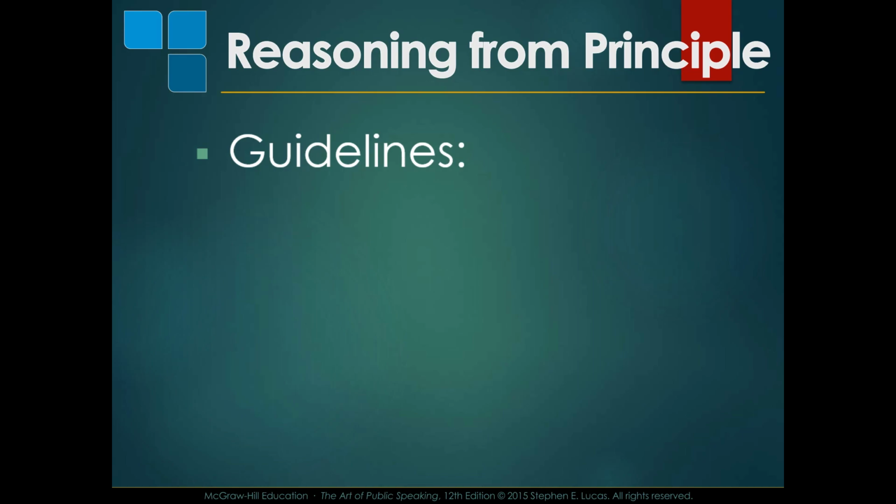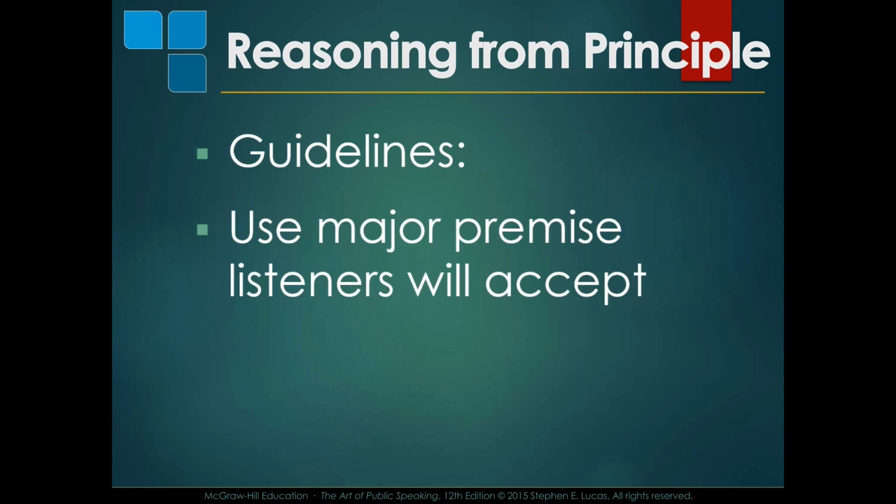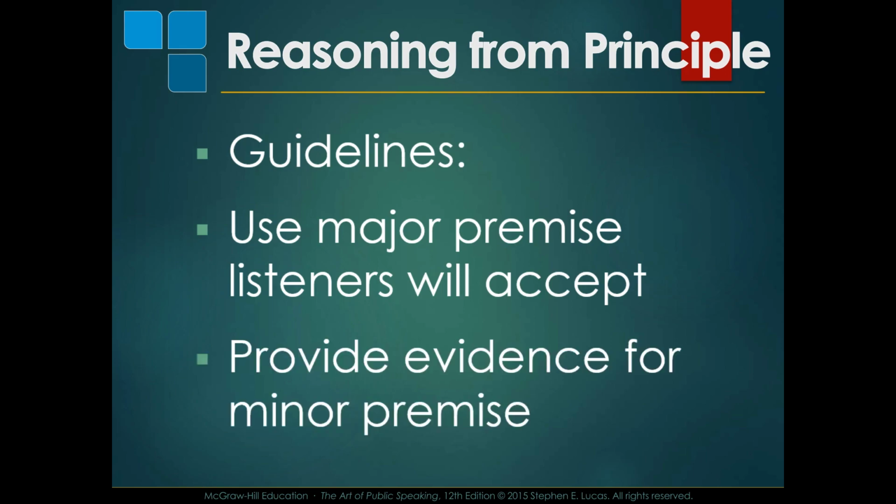Now, there are some guidelines when we look at reasoning from principle. All of these reasoning structures can lead to bad logic if we're not using them properly. Make sure that you use a major premise that listeners will accept. If I say, all people are nice, Socrates is a person, therefore Socrates is nice, you'll probably get some blowback from the audience. They know some mean people.